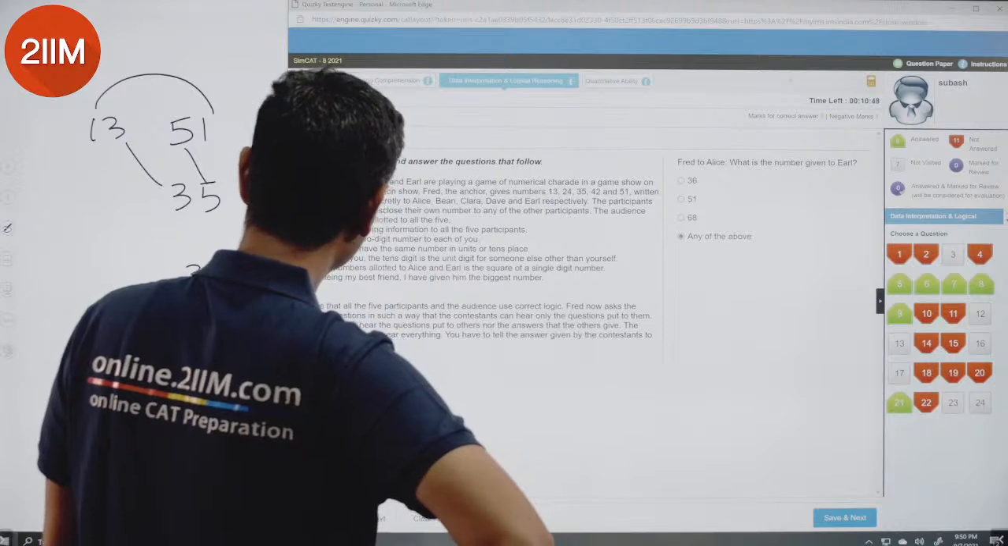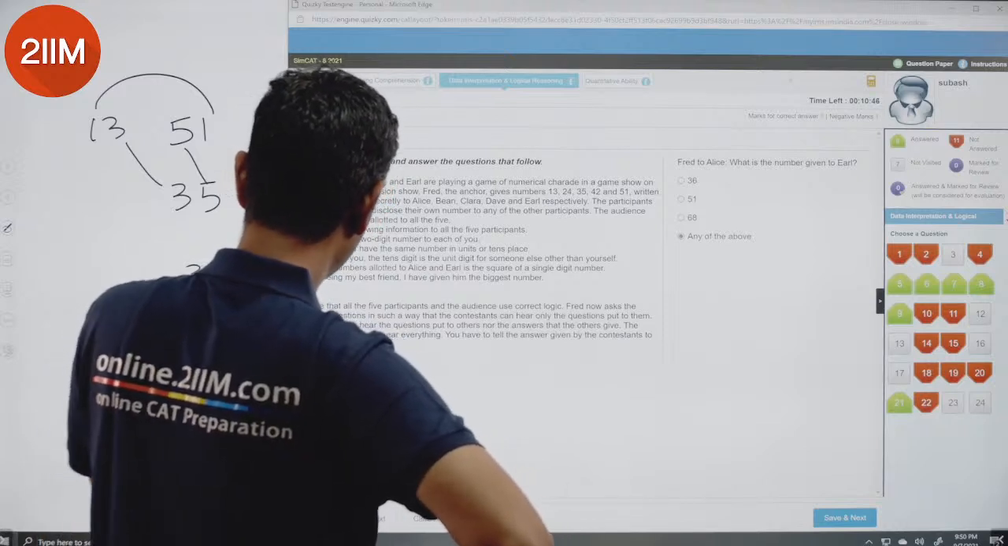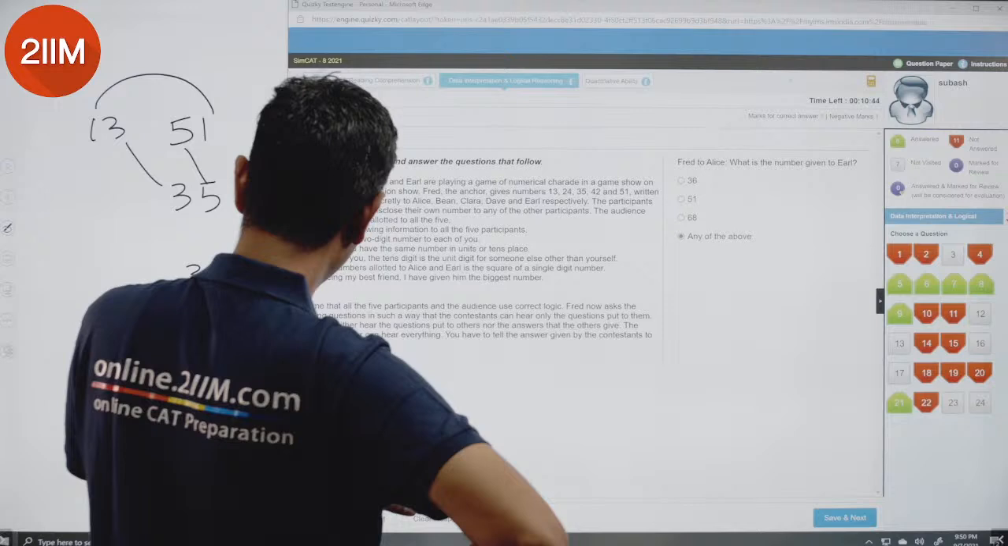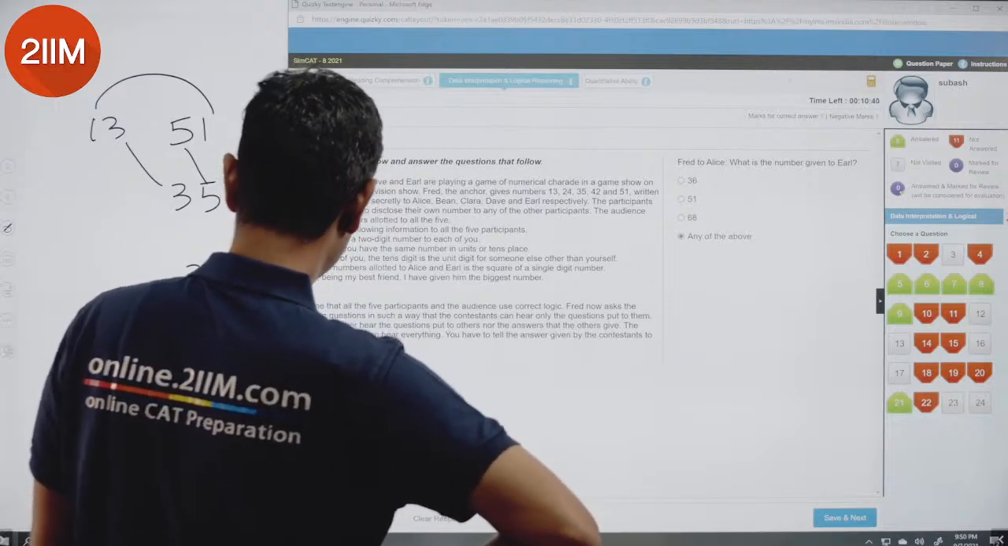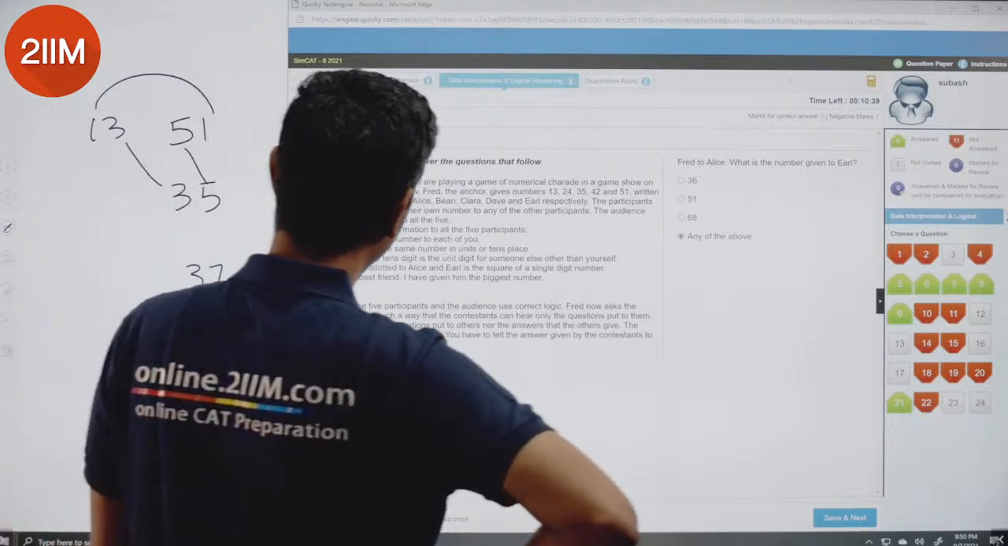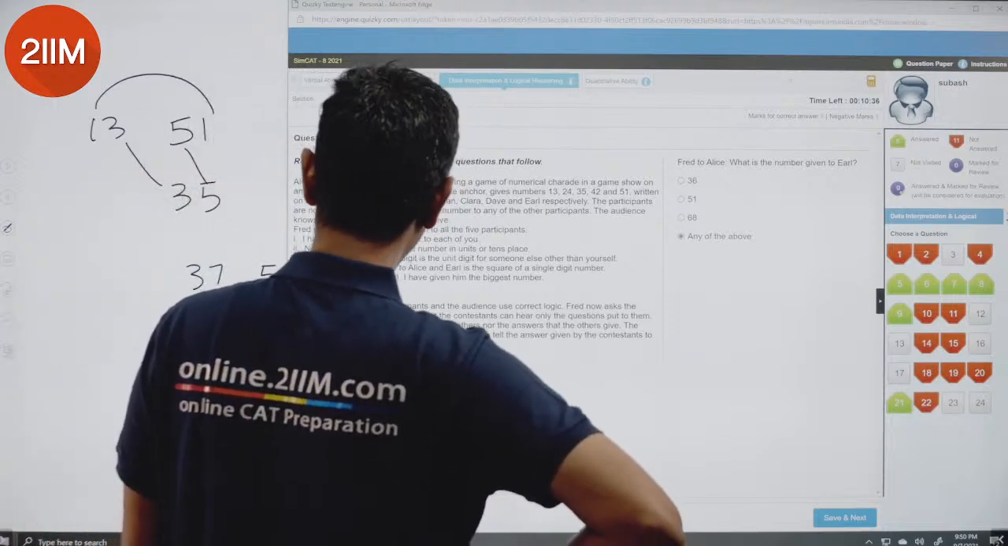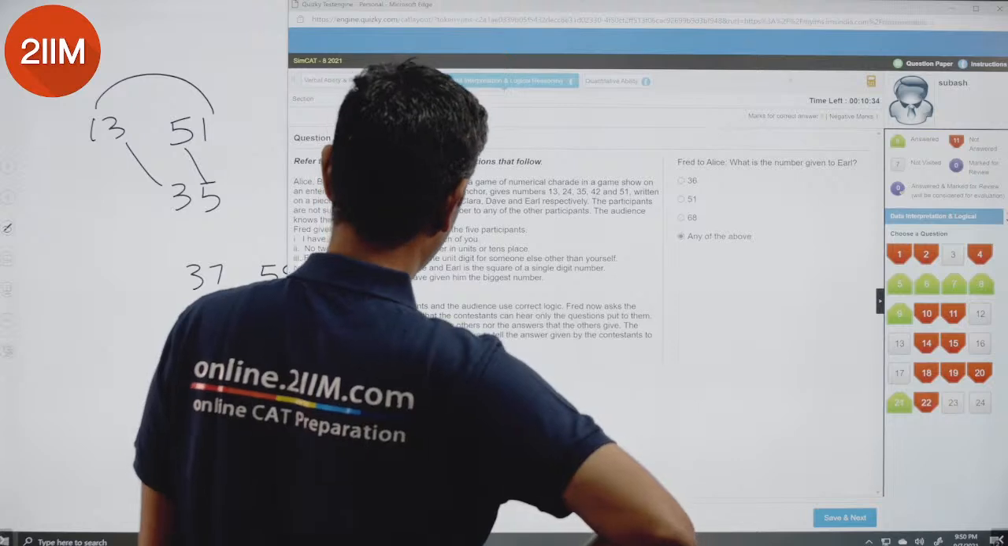The audience knows the numbers allotted to all the 5. I've given a 2-digit number to each of you. No two have given the same number in units or 10th place. The 10th digit is a unit digit for someone else other than yourself. Sum of numbers allotted to Alice and Earl is the square of a single-digit number. Earl being my best friend, I've given him the biggest number.